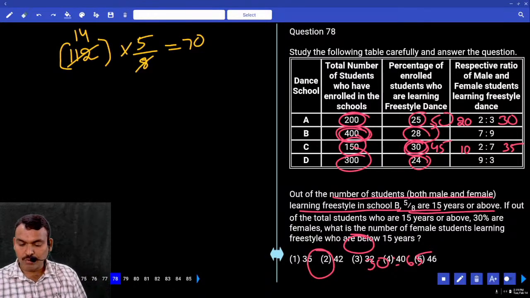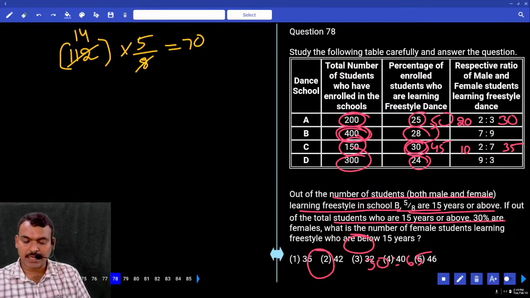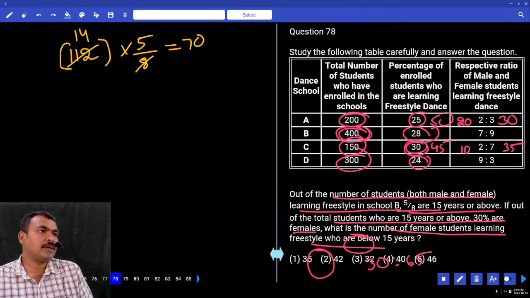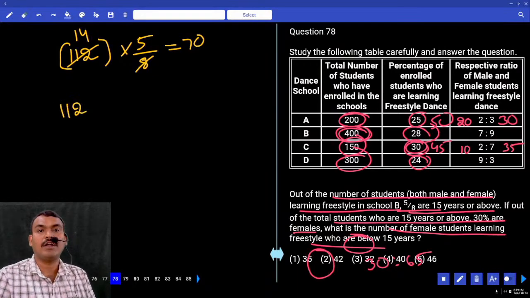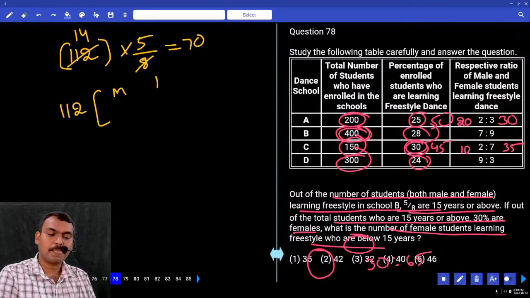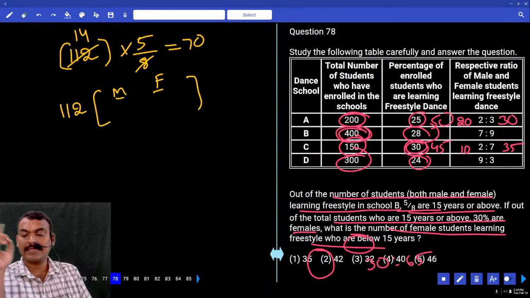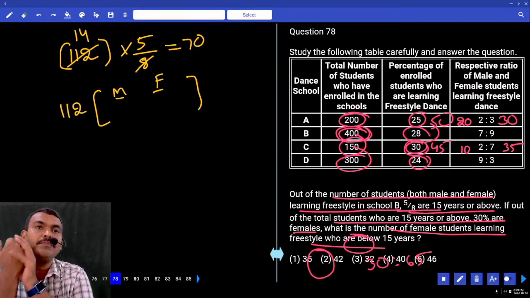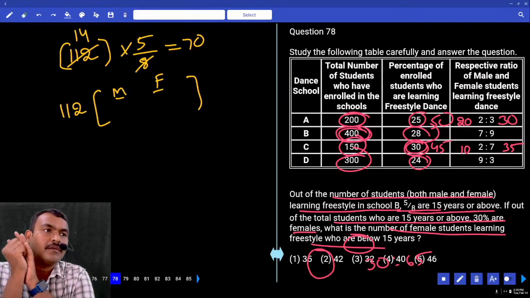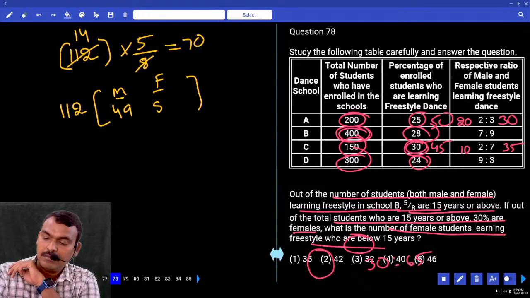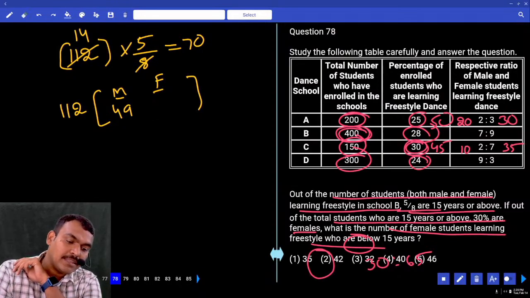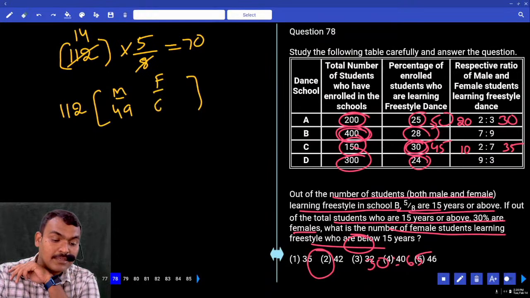Okay. And here, out of the total students who are 15 years or above, 30% are females. But your question is, what is the number of female students learning freestyle who are below 15 years? First, what is the total students in B? Total learning students are 112. In that, male and female are in which ratio? 7:9. 7 plus 9, 16 parts. 16 parts are 112. Every one part is 7. 9 sevens are 63.